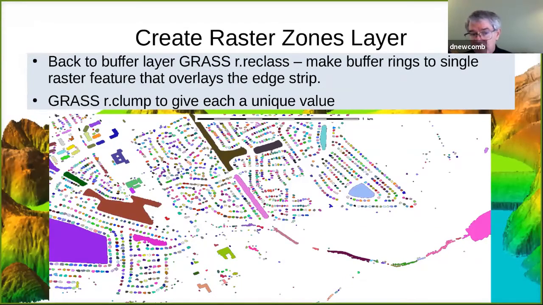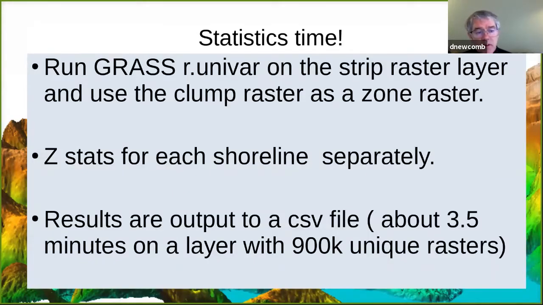Now you go back to your buffer and you make it, instead of a zone buffer, all one value, and then you run a clumping routine on it to give each clump a unique value. So now you have zones where each zone covers a strip around every water body or building footprint. So then we run r.univar on the strip raster layer and use the clump raster as a zone raster on top of that, so that the Z-stats for each shoreline are calculated separately for each zone. And it spits it out to a comma separated value file. It doesn't take long for this one, it took about 3.5 minutes.